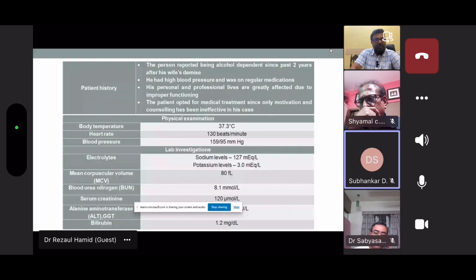On general examination, he was afebrile, but he had tachycardia. His heartbeat was 130 beats per minute. He was hypertensive. On laboratory investigation, his serum sodium was found to be at a lower level, with mean corpuscular volume of 80 FL. Blood urea nitrogen, serum creatinine, etc. were normal. His ALT was normal, but his GGTP was moderately raised, and his serum bilirubin level was 1.2 milligram per deciliter.